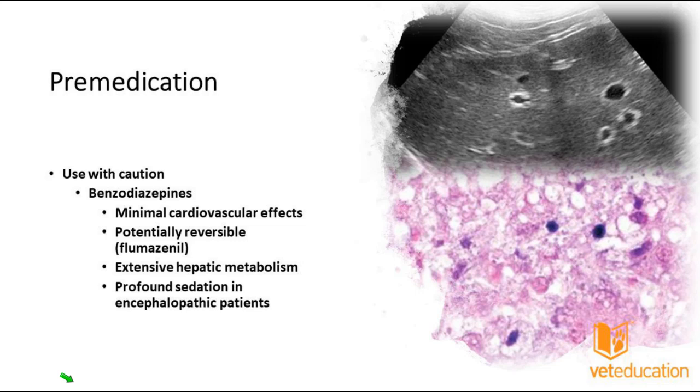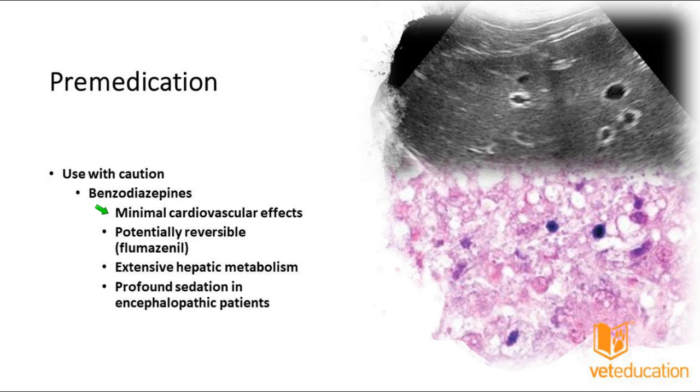The use-with-caution drugs are benzodiazepines. They have fairly minimal cardiovascular effects, so their cardiovascular safety is pretty good. They're potentially reversible with flumazenil. However, they do undergo quite extensive liver metabolism, so we expect their half-life to be much, much longer than it would be in a normal patient. So the dose required to achieve therapeutic concentrations is a little bit lower than normal, and we normally decrease the dose of benzodiazepines that we use.